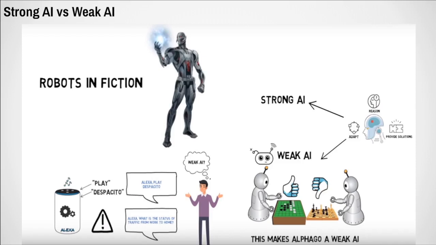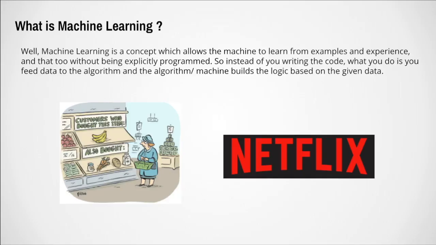What is weak AI then? Weak AI is like the AlphaGo program, right? Because it can do a particular kind of task only. It cannot play chess, it can play only the game of Go, right? In the same way, you have Alexa, Siri, Cortana. They all are weak AI, right? Because they can do only a particular kind of task and they are not self-aware, they cannot take decisions on their own.